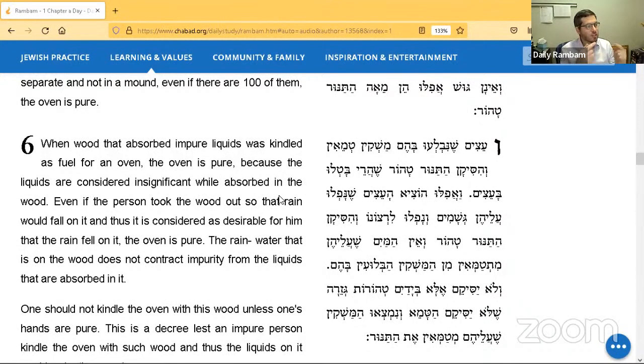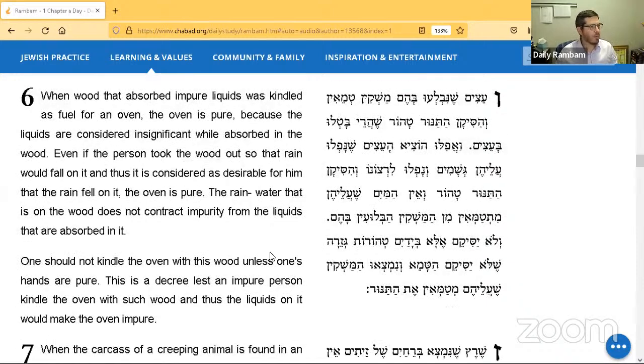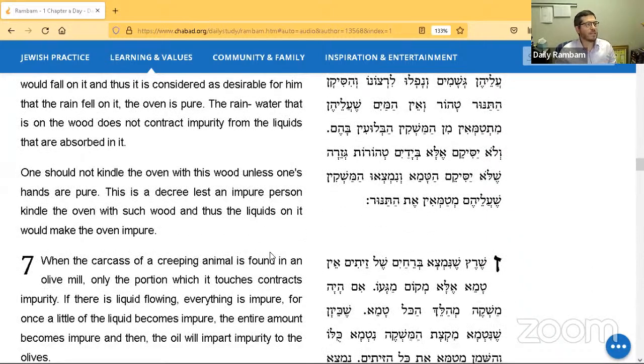Okay? And this is true, he says, even if the person took the wood outside so that the rain would fall on it and is thus considered as desirable for him that the rain fell on it, the oven is still pure because we still consider it as secondary. The rainwater that is on the wood does not contract impurity from the liquids that are absorbed in it. That is the rule. One should not kindle the oven with this wood unless one's hands are pure.